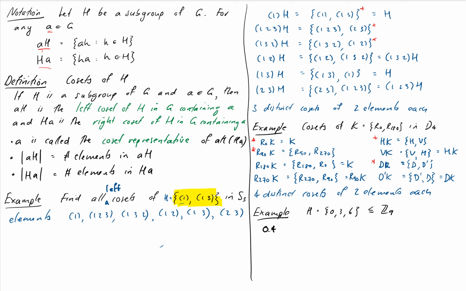Remember, we're dealing with a group with additive notation now, so we have to use plus instead of times. So that's what that looks like. 0 plus H, I just add 0 onto each of the numbers there. That just gives me the set 0, 3, 6, which obviously gives me my set H. And it turns out that also equals 3 plus H and 6 plus H.